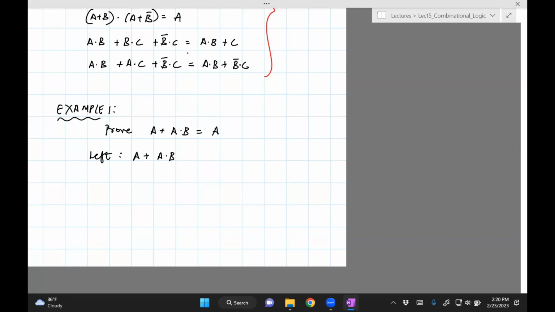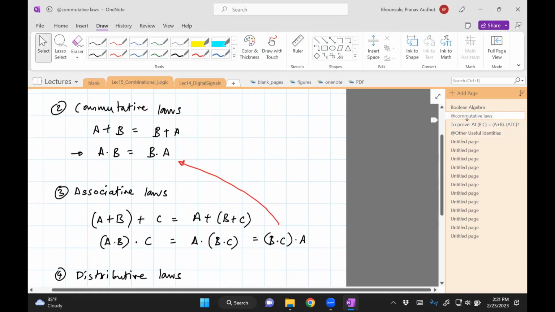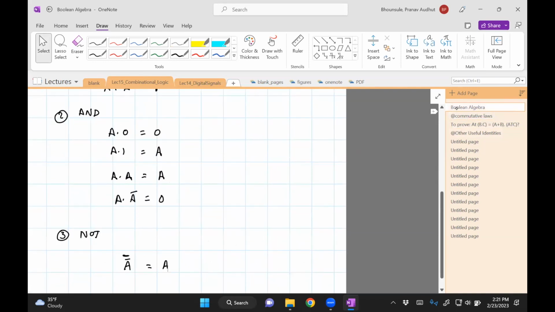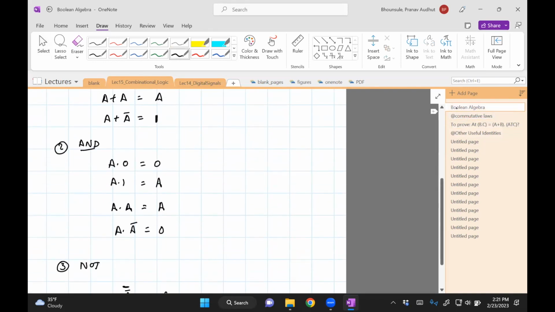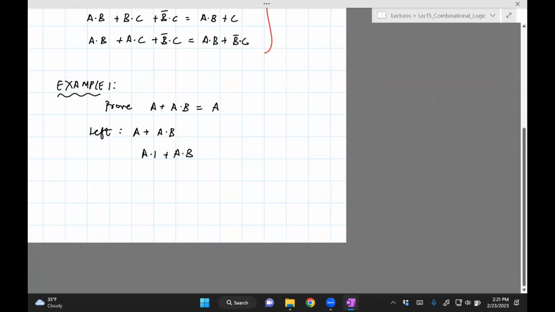You could write this as A dot 1 plus A dot B. Now, why did I write that? Well, we've seen that one of the rules with the AND gate is that A dot 1 is A. It's also obvious that A dot 1 is going to be A. We don't really need to turn back pages and see it, right? So we write it this way.